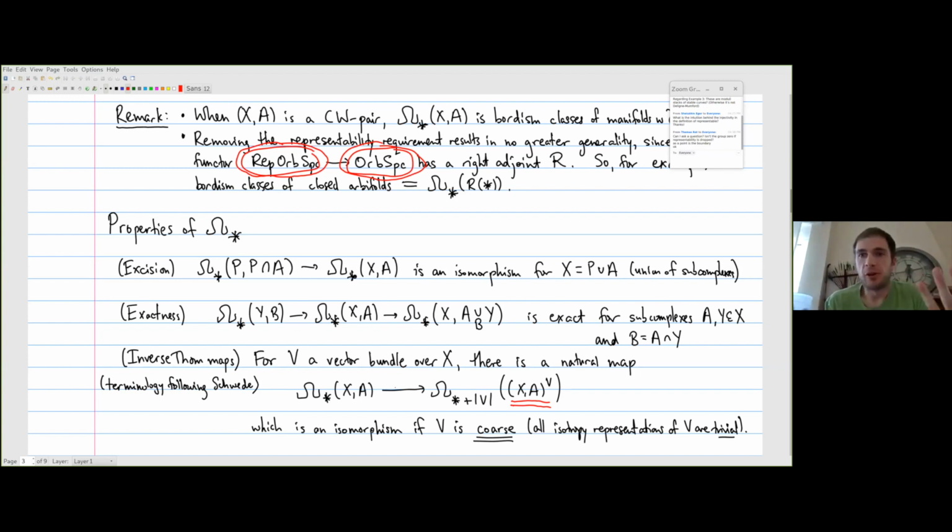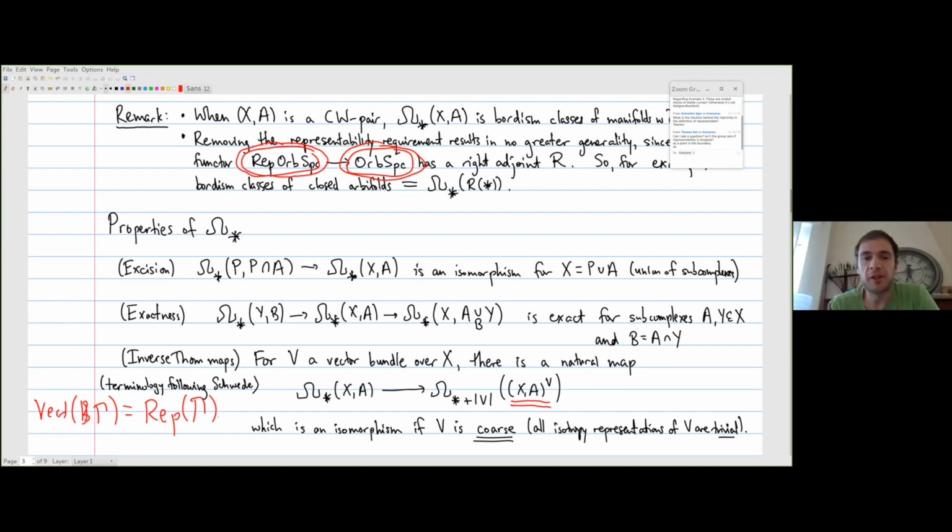Remember, vector bundles over Orbispaces, even vector bundles over B gamma, right? Maybe I should say this. A vector bundle over B gamma is just the same thing as a representation of the group gamma. A vector bundle is called coarse if all of the isotropy group representations are trivial, or equivalently, it's pulled back from the coarse space of your Orbispace.